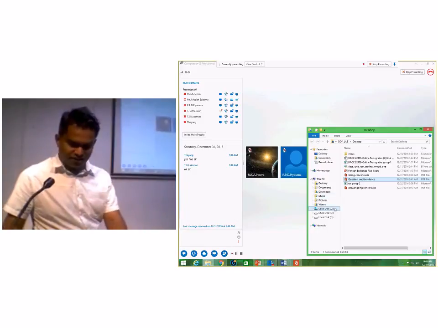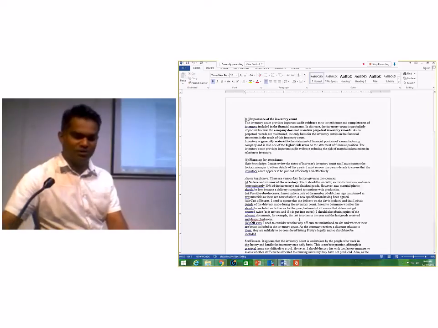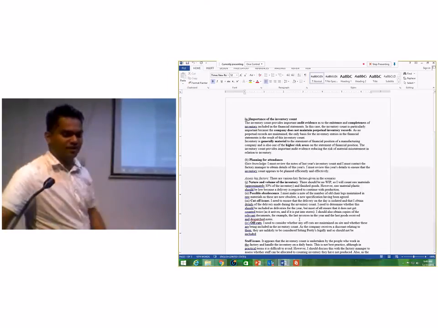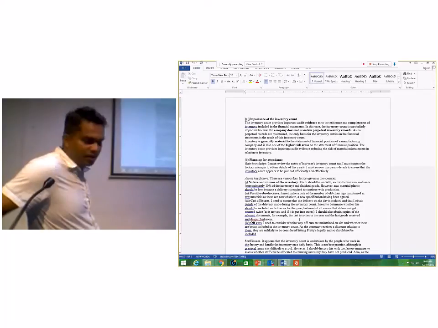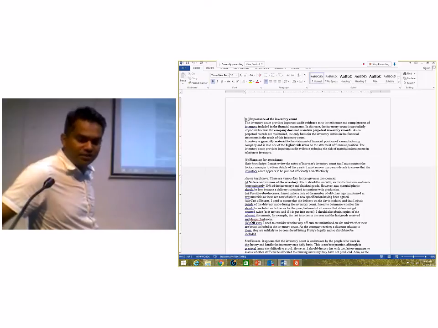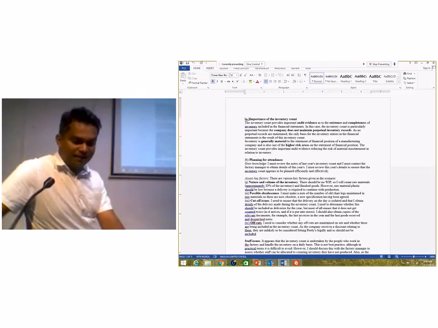So what's your answer on this? I have already uploaded the comprehensive answer to the LMS, but you can get the basic understanding here. What's the importance of inventory count in this situation? As we discussed, you want to check the existence and completeness of those inventories and make sure that they agree with the inventory records, which we discussed as the perpetual inventory records.